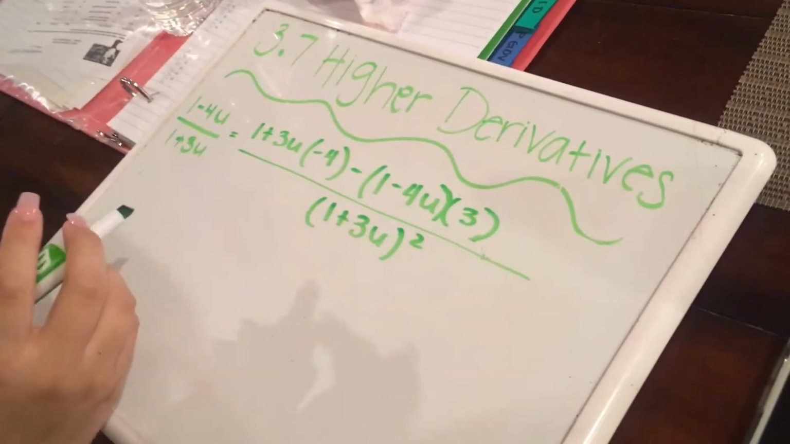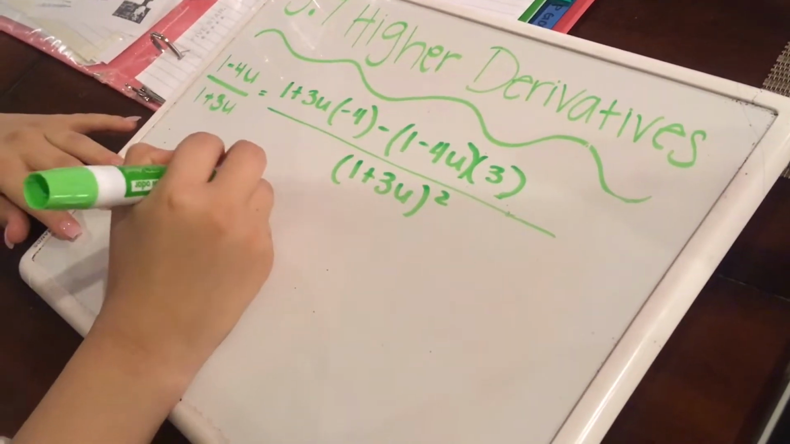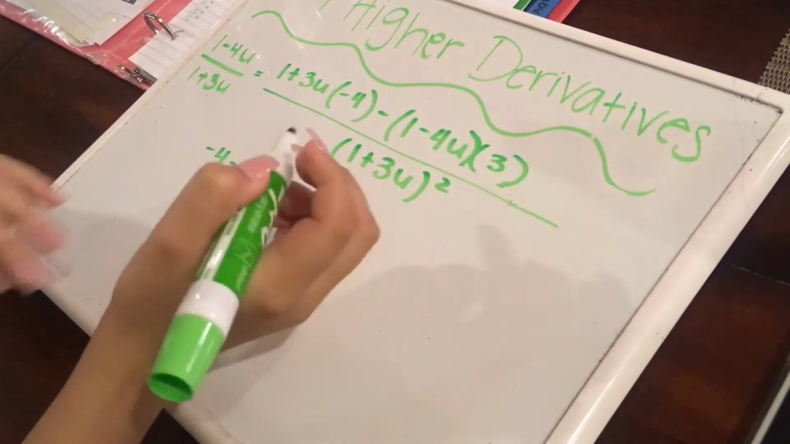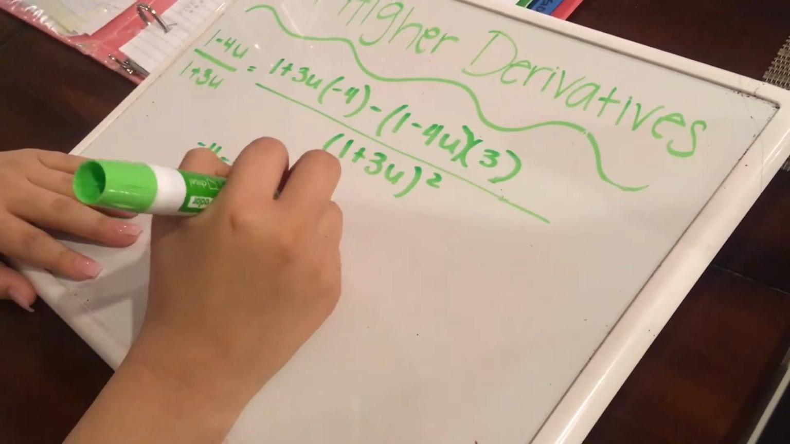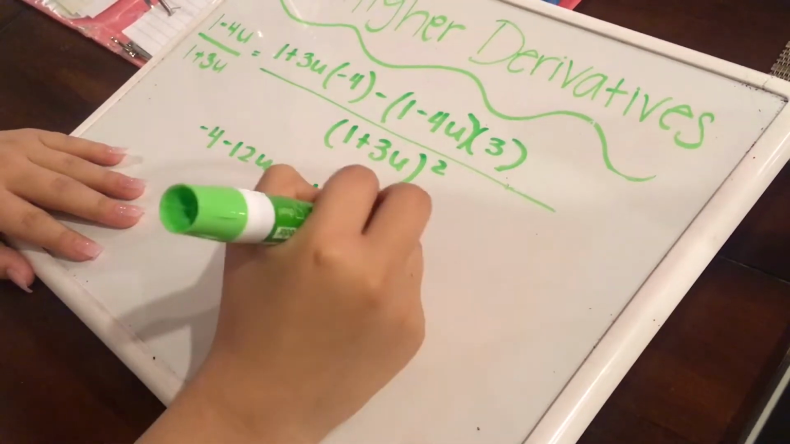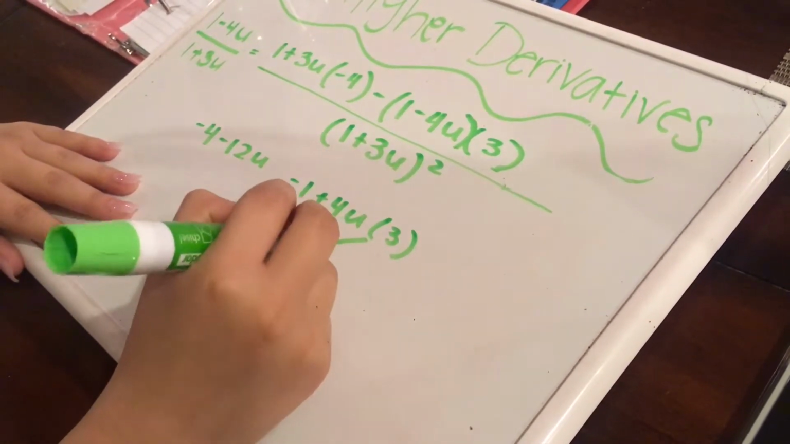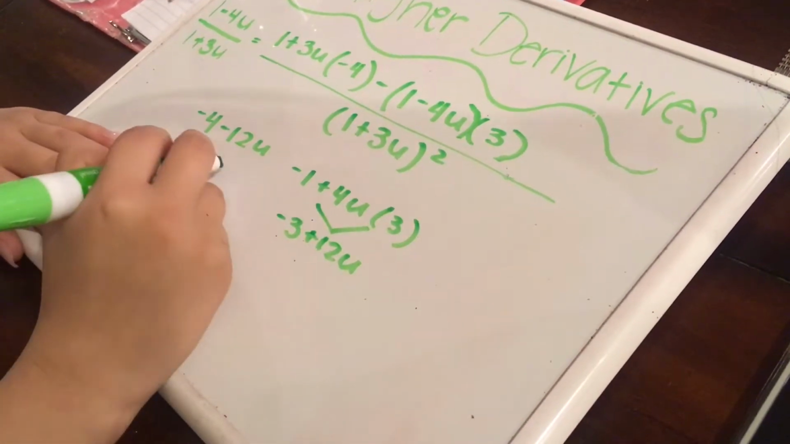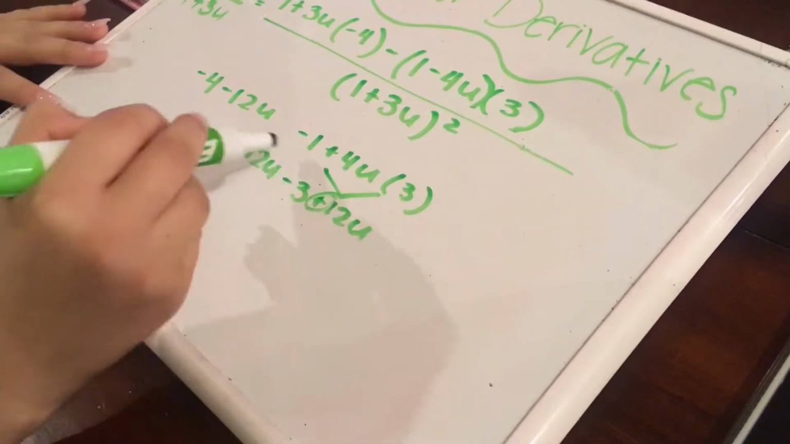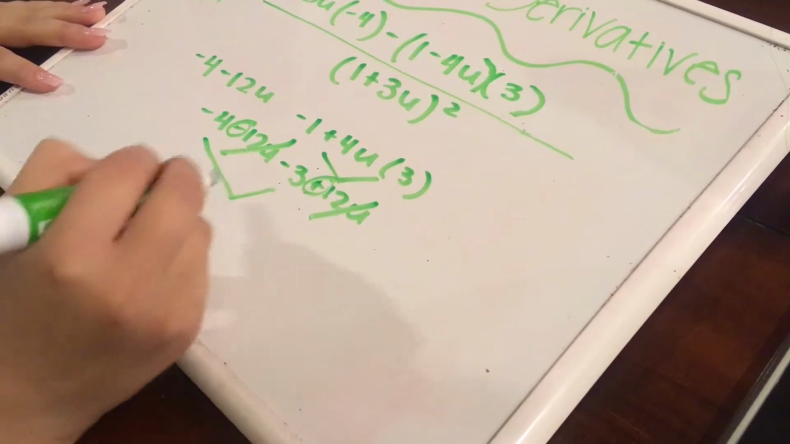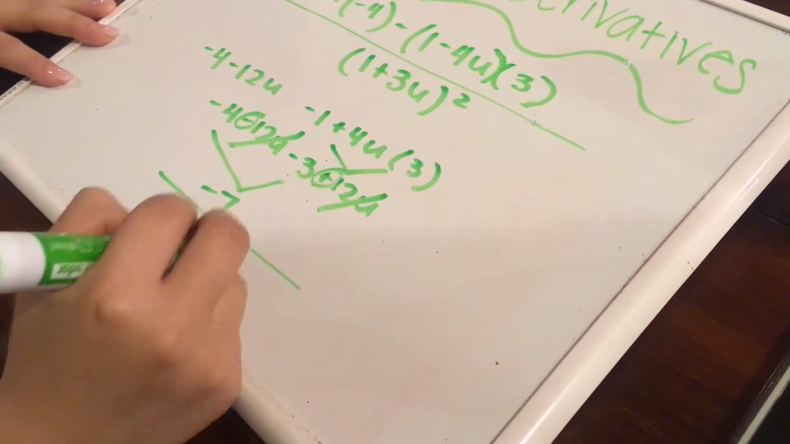So the first step of this would be to distribute. From this problem, we're going to get -4 minus 12u. And then the next one, since there's a negative right here, we're going to distribute it. So it'll be -1 plus 4u times 3. And from this, we get -3 plus 12u. So I'm just going to bring this down. Since there's a negative and a positive, we could cancel these out, and we get -7 over 1 plus 3u squared.